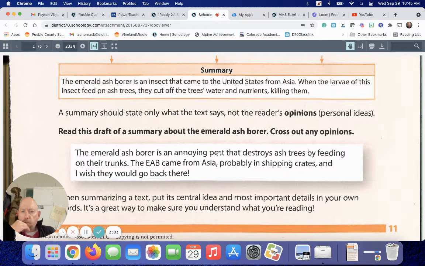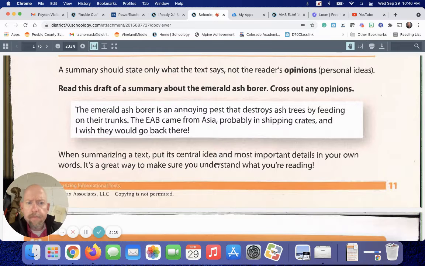A summary should only state what the text says, not the reader's opinion or your personal ideas, which some of you did when we've done IXL summaries. Read this draft of a summary about the emerald ash borer. Cross out any opinions. The emerald ash borer is an annoying pest that destroys ash trees by feeding on their trunks. The EAB came from Asia, probably in shipping crates, and I wish they'd go back there. When summarizing a text, put its central idea and most important details in your own words. It's a great way to make sure you understand what you're reading.